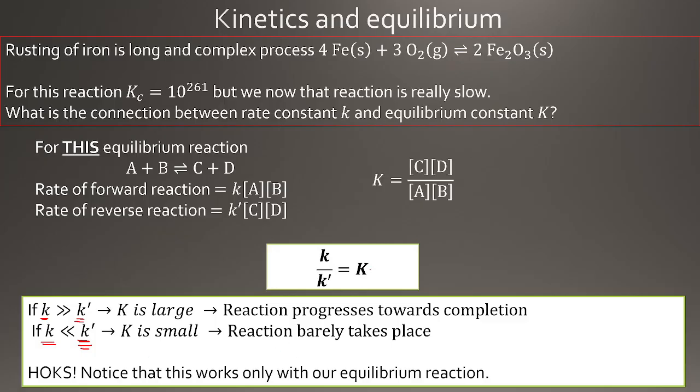And in that case, the value for K is going to be really small, smaller than 1. And, well, we get small values for this equation if and only if the amount of C and D is small and the amount of A and B is big.